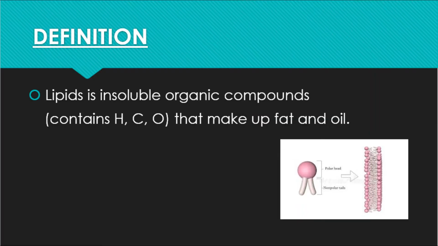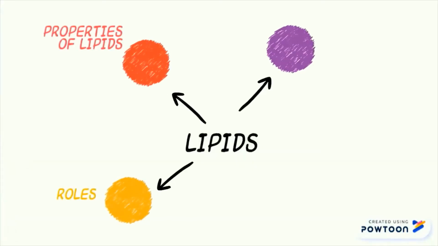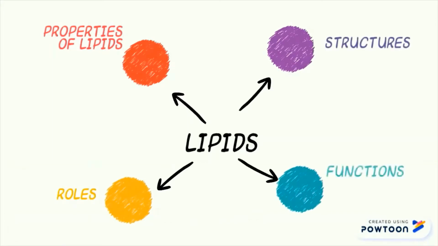So first of all, I would like to explain the definition of lipid. Lipid is an insoluble organic compound that contains hydrogen, carbon and oxygen that makes up fat and oil. So this picture is about the structure of lipid. We are going to focus on properties of lipids, structure of lipids, functions of lipids, and roles of lipids.